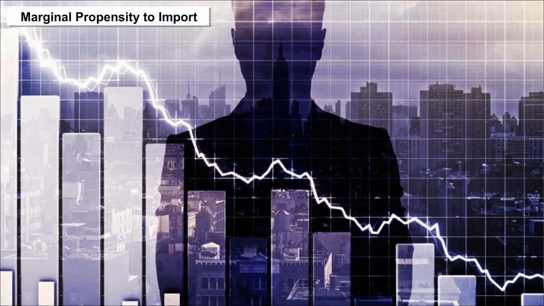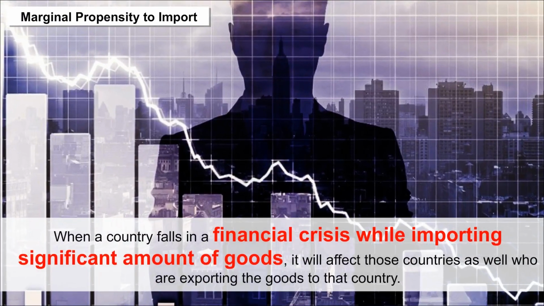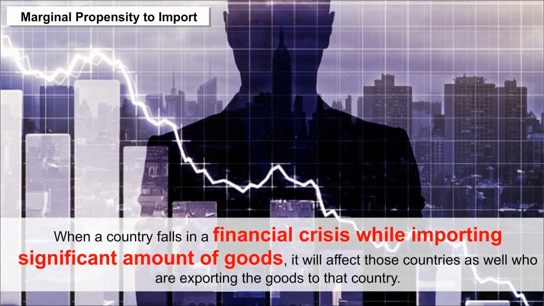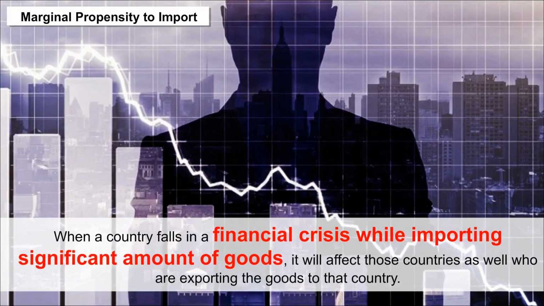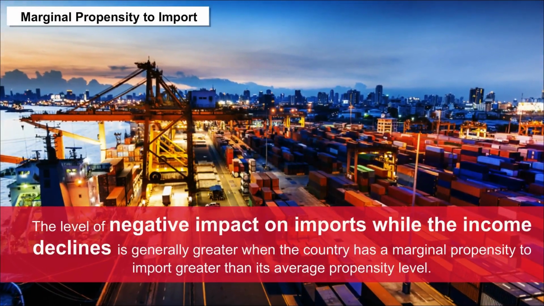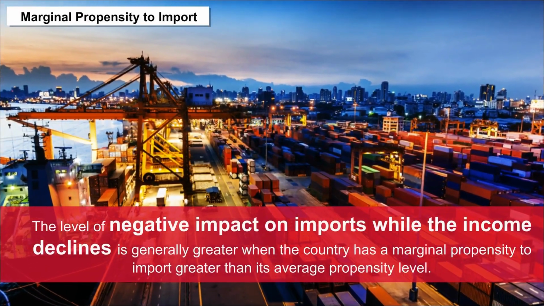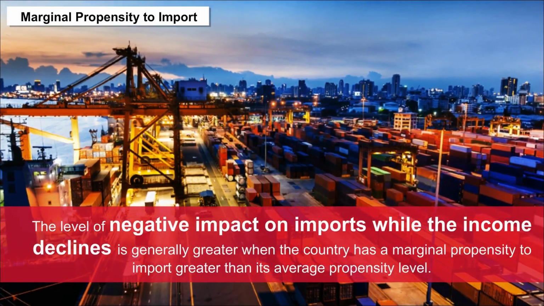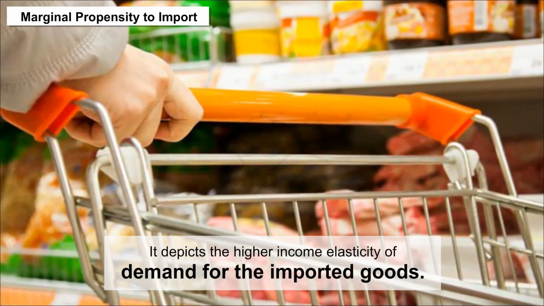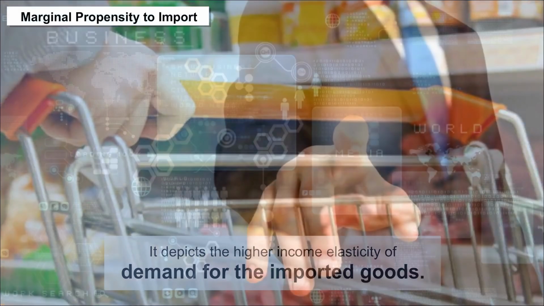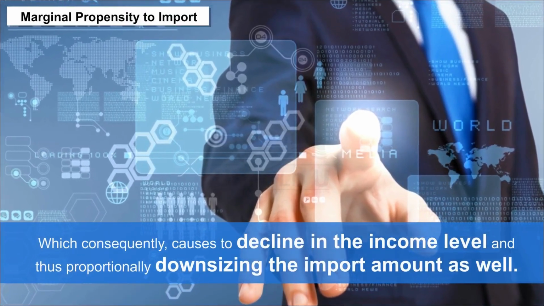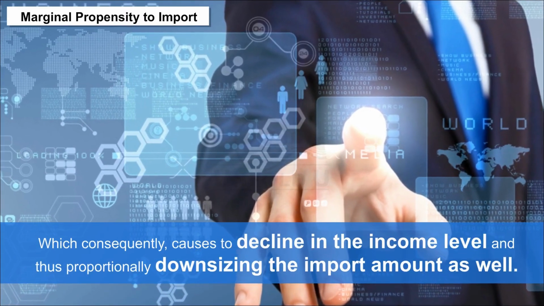Marginal propensity to import. When a country falls into a financial crisis while importing a significant amount of goods, it will affect those countries as well who are exporting goods to that country. The negative impact on imports when income declines is generally greater when the country has a marginal propensity to import greater than its average propensity level. It depicts a higher income elasticity of demand for imported goods, which consequently causes a decline in the income level and thus proportionally downsizes the import amount as well.